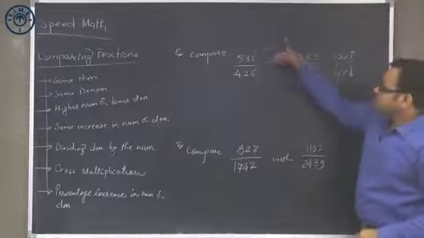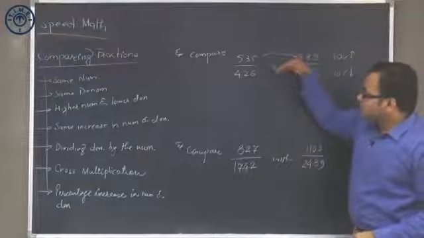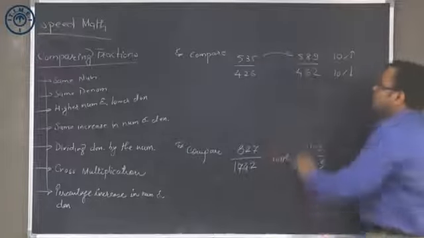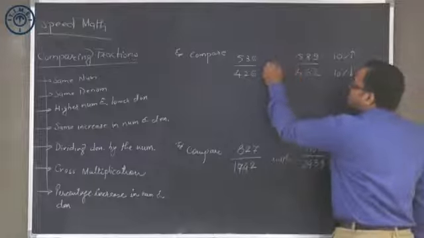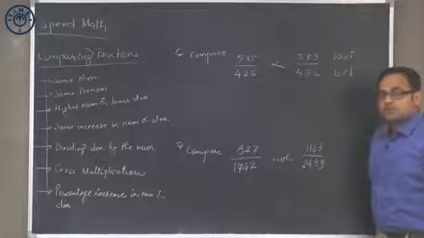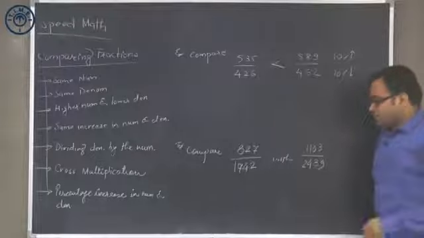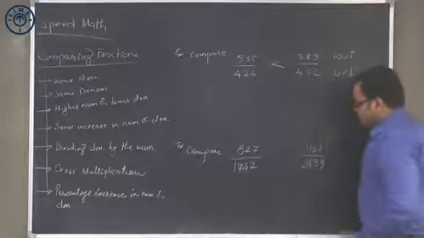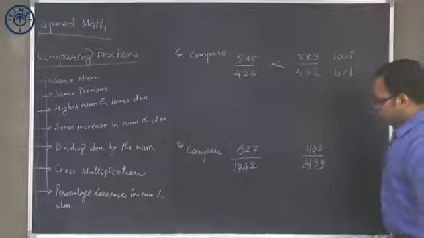If the numerator is increasing by a larger quantity, the denominator is increasing by a smaller quantity, then the second number will be greater than the first number. So here the second number is greater than the first number. Second example, 827 upon 1742 is to be compared with 1103 upon 2439.